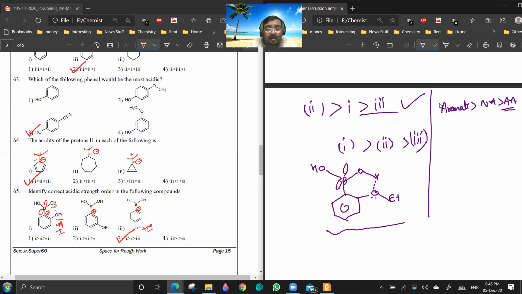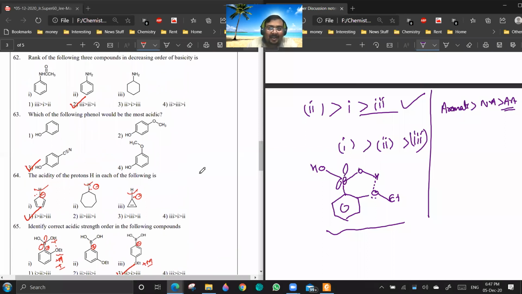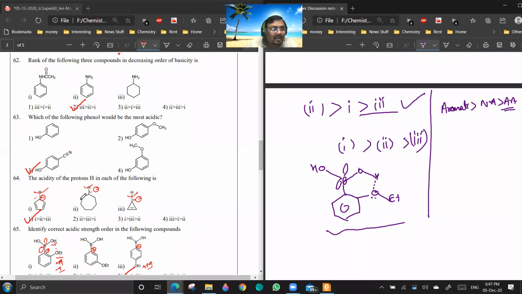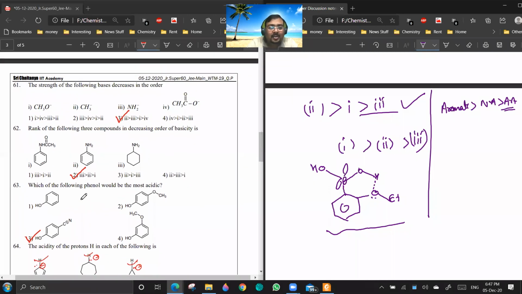Is it clear? It's like you qualified IIT-JEE, but you didn't get 70% marks in the board. You're automatically disqualified. Is it clear? So once it is declared anti-aromatic, there is no one to listen to him. Okay, so after this, 61, 62, 63.